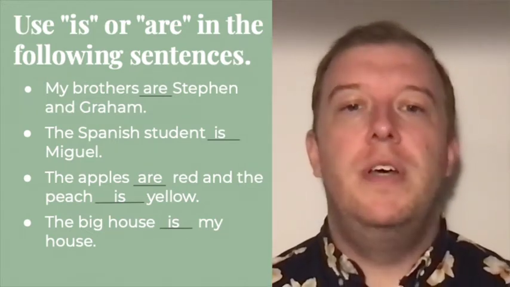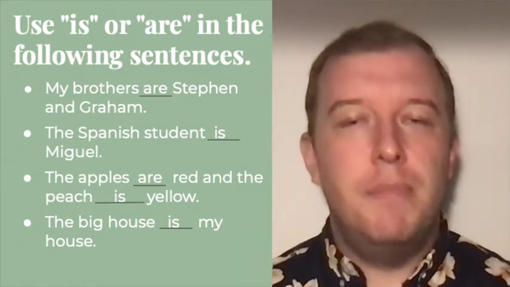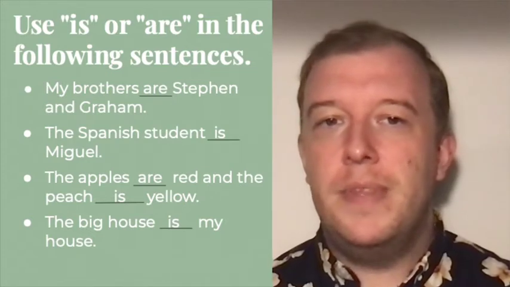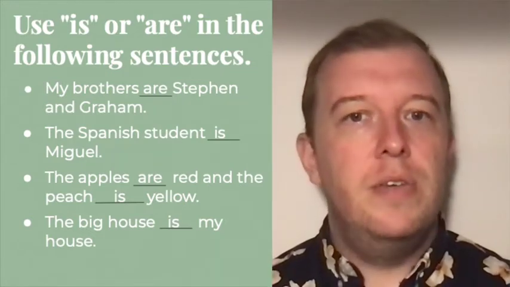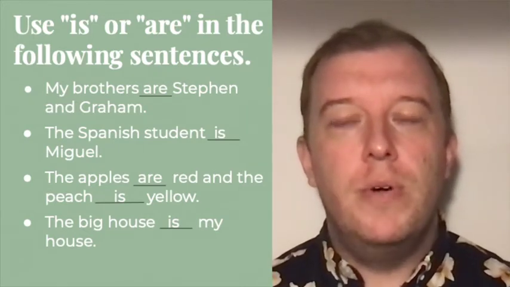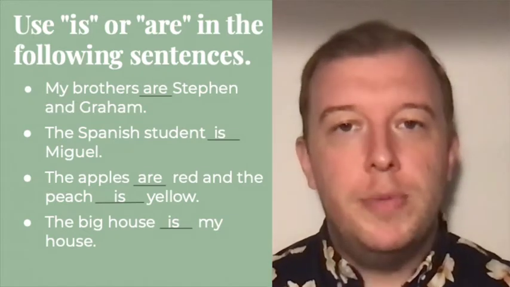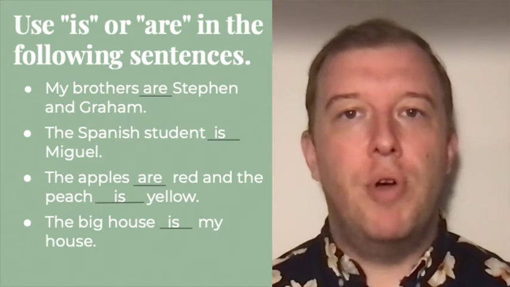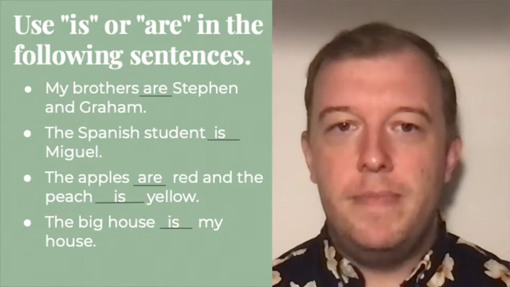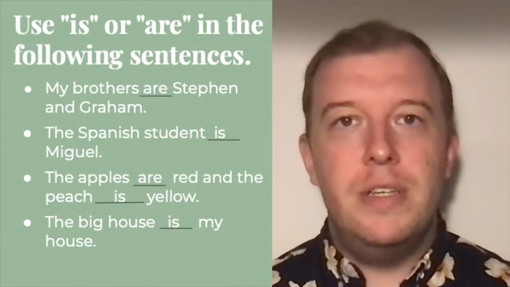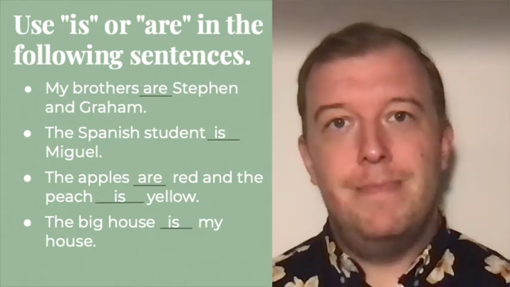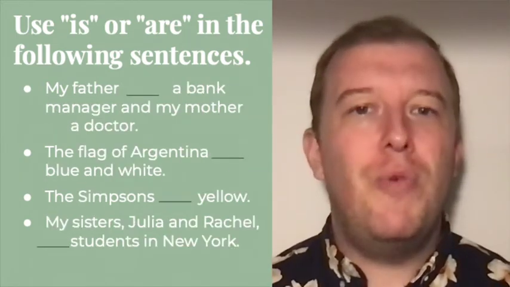Number 4, the big house is my house. Now, did you see the pattern? We use is when the subject is one thing. We use are when the subject is multiple things. So my brothers, more than one brother, that means we use are. The Spanish student, that is one student, so therefore we use is. Easy, right? Let's try one more.